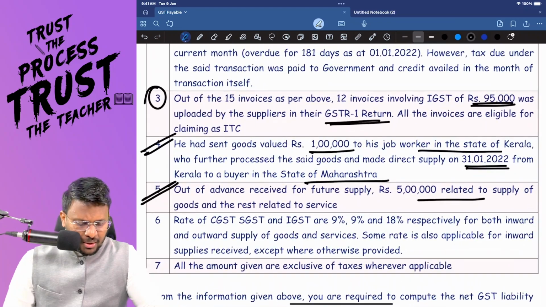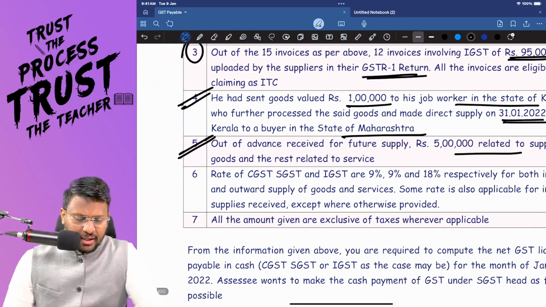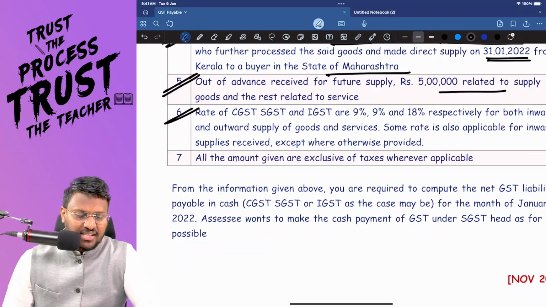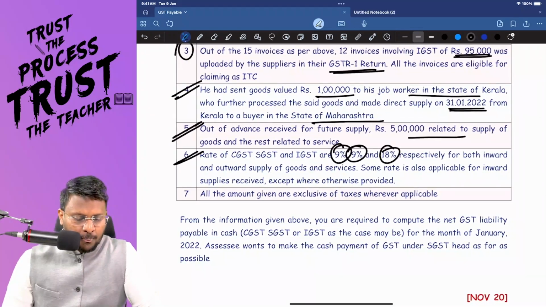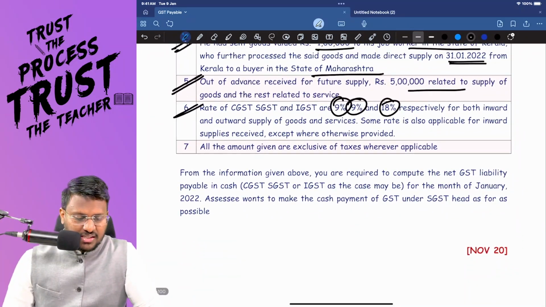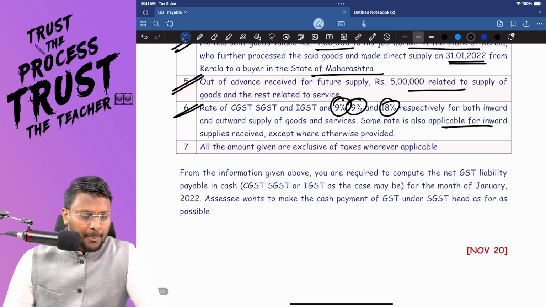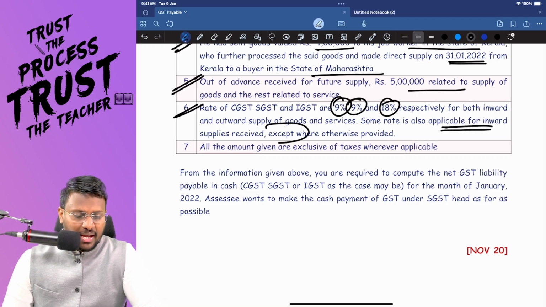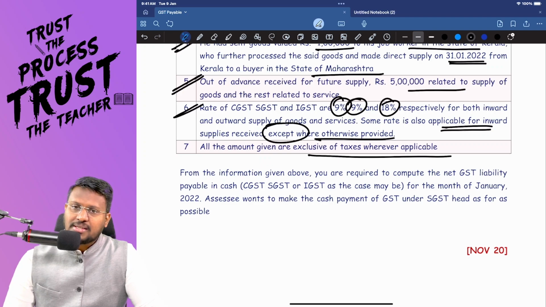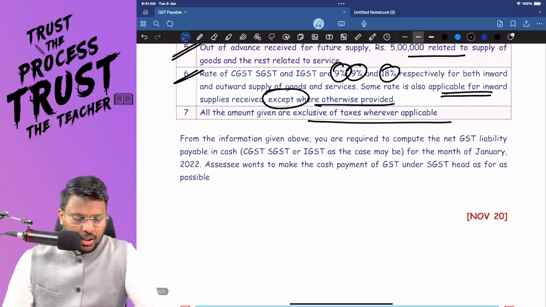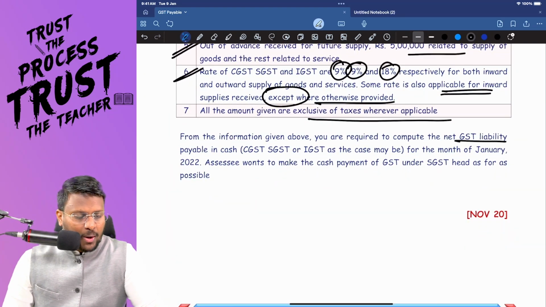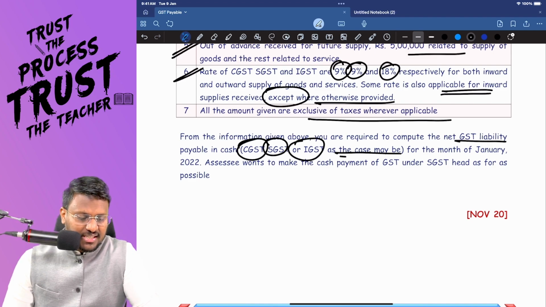Coming to the next one. Out of advance received, we have already taken care. The rates of CGST, SGST and IGST are 9%, 9% and 18% respectively for both inward and outward supply of goods and services. The same rate is also applicable for inward supply received, except where otherwise provided. All amounts given above are exclusive of taxes wherever applicable. From the information given above, you are required to compute the net GST liability payable in cash, CGST, SGST, IGST as the case may be.